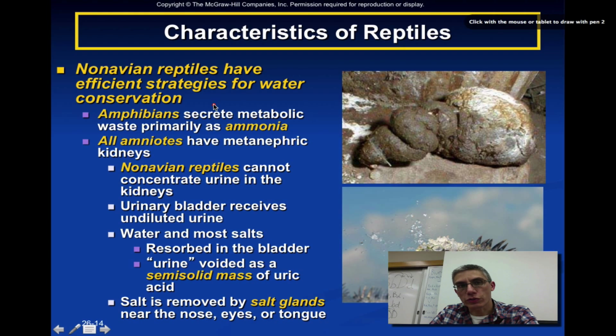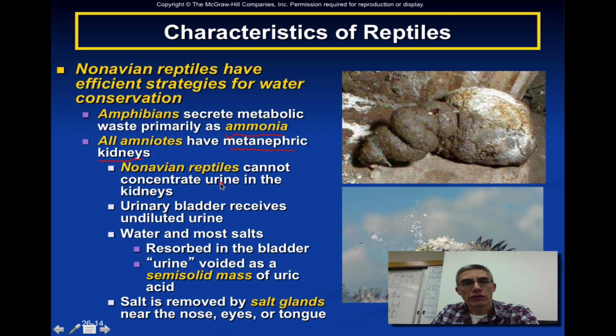Now, when it comes down to excretion, reptiles have definitely developed some very efficient strategies for making sure that they can conserve as much water as they possibly can, because a lot of times you'll find reptiles in a rather arid or dry environment. Now, when you think back to the amphibians, they secreted most of their metabolic waste as ammonia, and this was primarily in a liquid form, and oftentimes it would be secreted in the water. Now, all amniotes, and again, that includes the reptiles, the birds, and the mammals, have what we consider metanephric kidneys. So it's more of a typical kidney that you would think of.